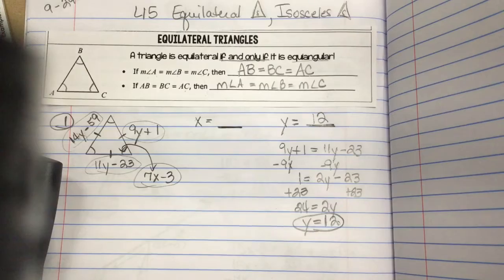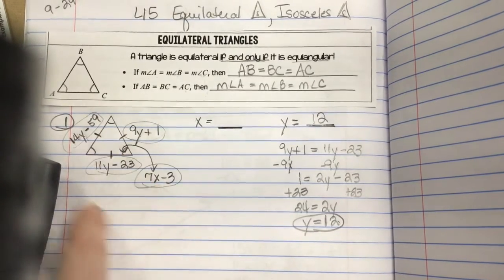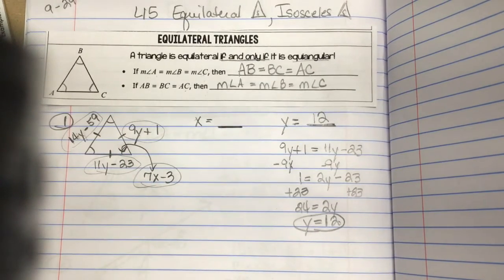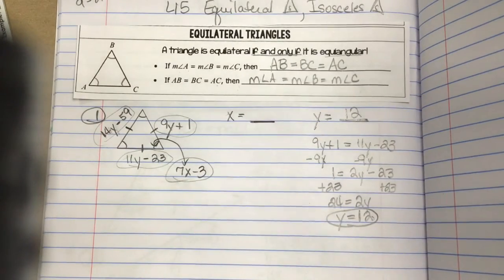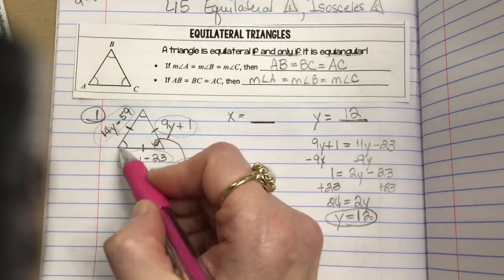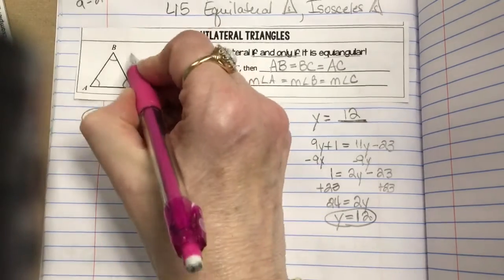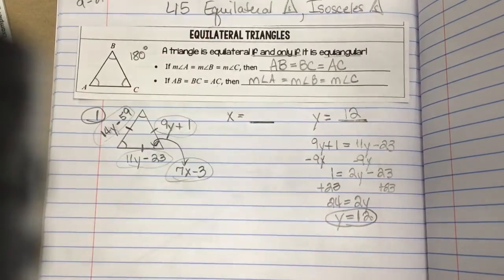Now, they look like they don't give you enough information in this one. How are you going to solve for x? Well, let's talk about it. How many degrees in a triangle? 180 degrees. Let's go back up here on this one and write on it.